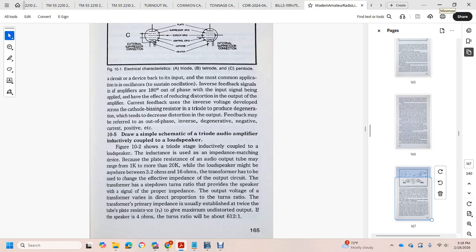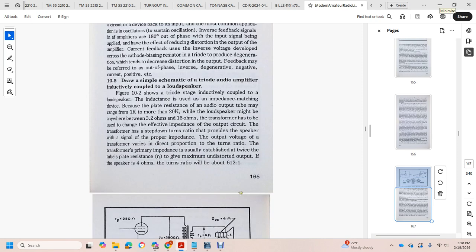of 1K to more than 20K, while the loudspeaker voice coil impedance is anywhere between 3.2 ohms and 16 ohms. The transformer transfers the signal and matches the impedance of the output circuit with a step down turns ratio, providing the speaker with the proper impedance. The output voltage of the transformer varies directly with the turns ratio. The transformer primary impedance is usually established at twice the tube's plate resistance to give maximized undistorted output. If the speaker is 4 ohms, the turns ratio will be 612 to 1.